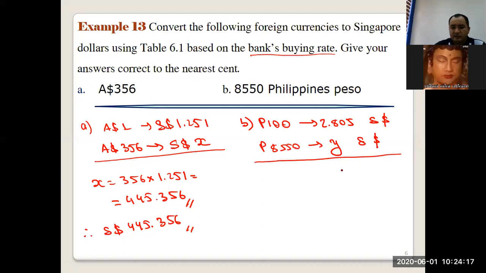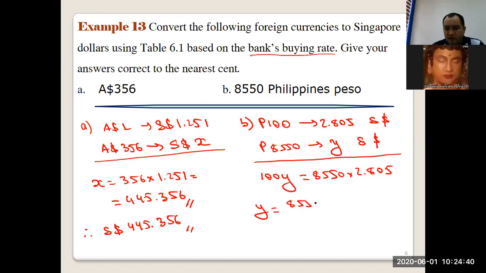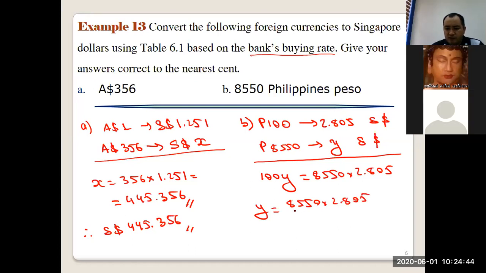Once you go like this, after that, peso, Singaporean dollar, and cross multiply. If you cross multiply 100 times Y, it is 100 Y is equal to 8550 times 2.805, right? Now from here, Y is equal to 8550 times 2.805 over 100, right? Now from here, I can just evaluate this.